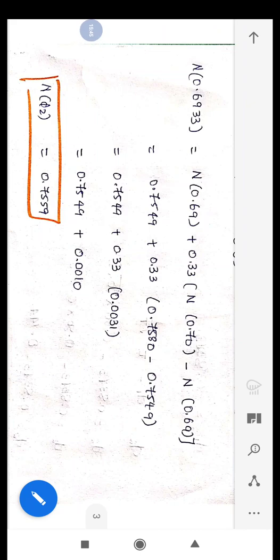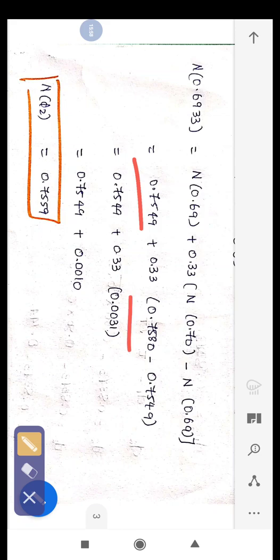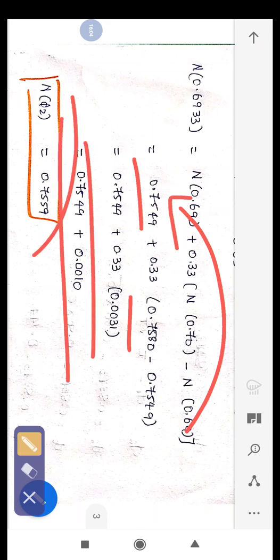We have got the values, so just you have to see the table and you have to take the values. So 0.7549 plus 0.33, 0.7580, and this is 0.7549. Just simplify it. The value for ND2 will be 0.7559.